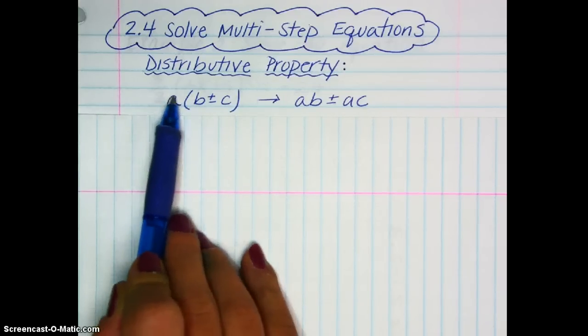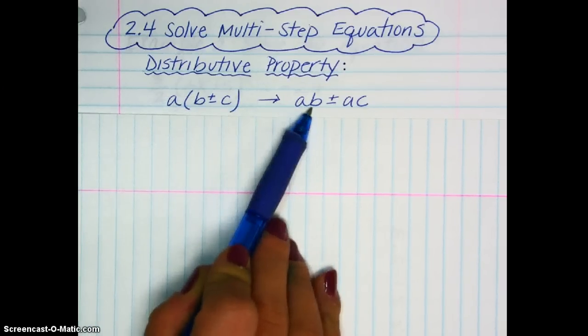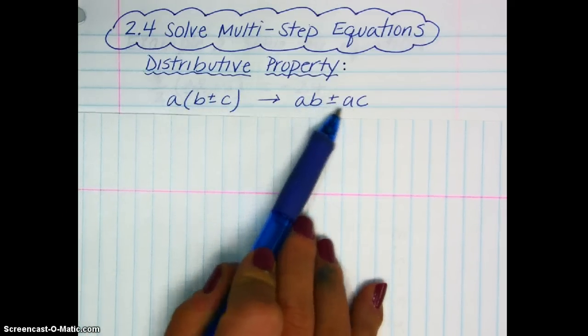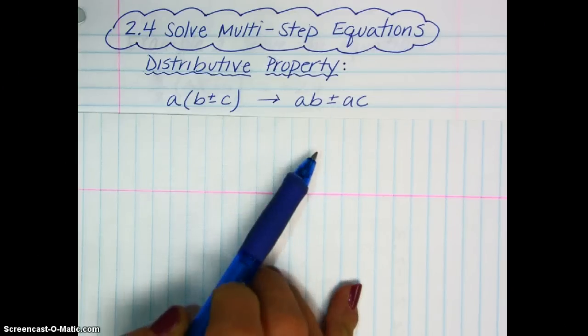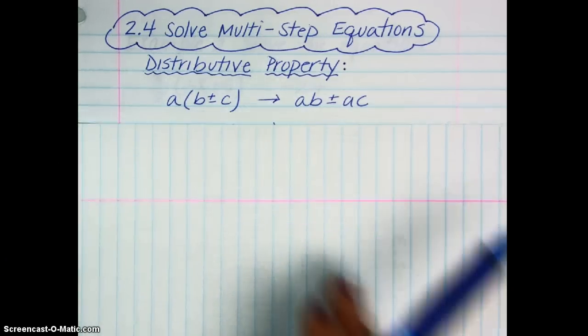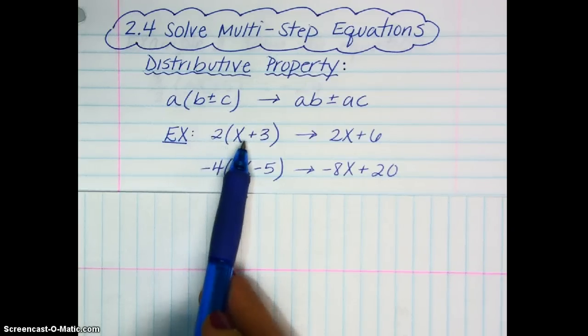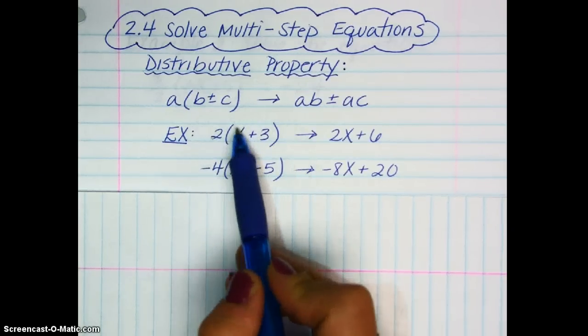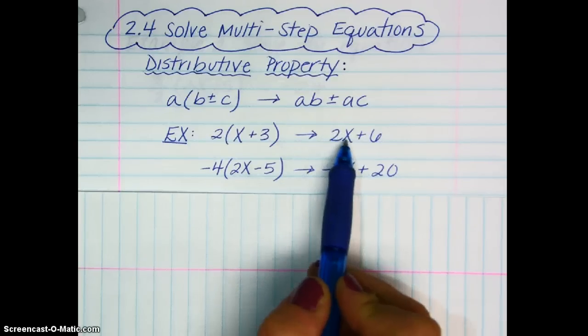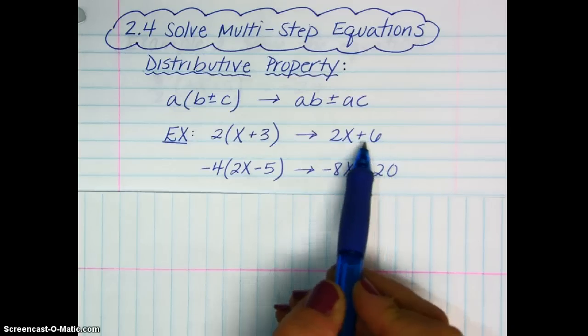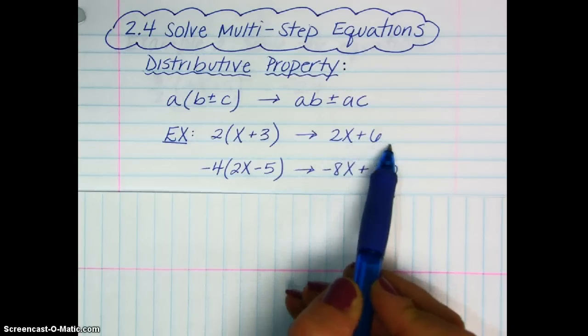So you go ahead and multiply A times B and get AB, and then A times plus or minus C, which would be plus or minus AC, depending if that's a positive or negative. So here's some examples of that. If I have 2 times the quantity of x plus 3, I distribute the 2 to the x and get 2x. And then 2 times positive 3 is positive 6. So I write that as plus 6.